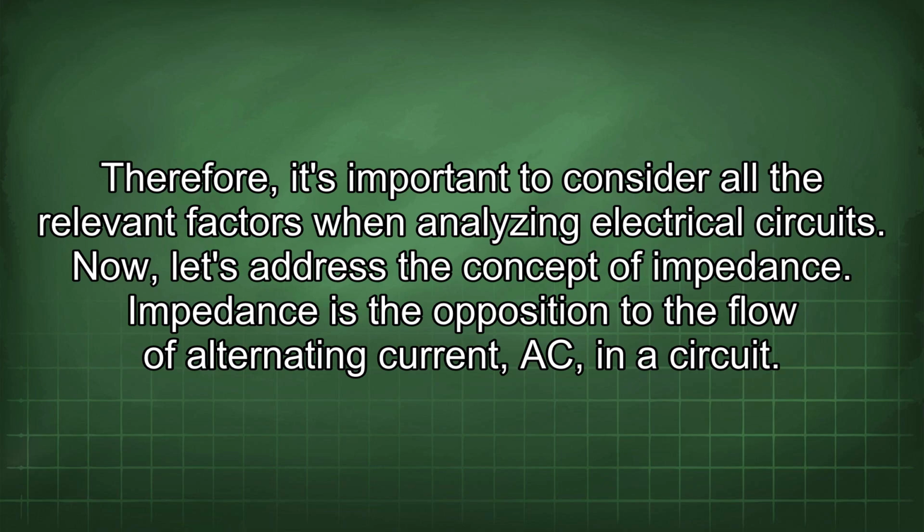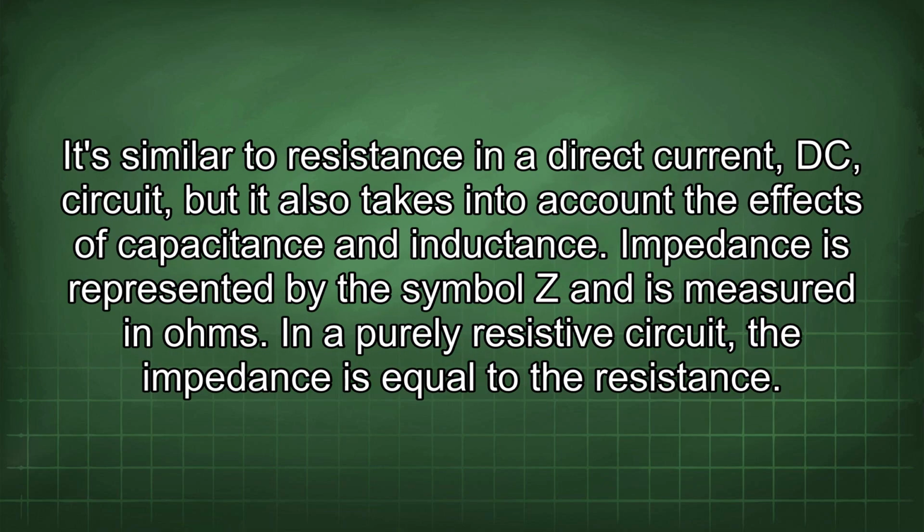Now let's address the concept of impedance. Impedance is the opposition to the flow of alternating current, AC, in a circuit. It's similar to resistance in a direct current, DC, circuit, but it also takes into account the effects of capacitance and inductance. Impedance is represented by the symbol Z and is measured in ohms. In a purely resistive circuit, the impedance is equal to the resistance.